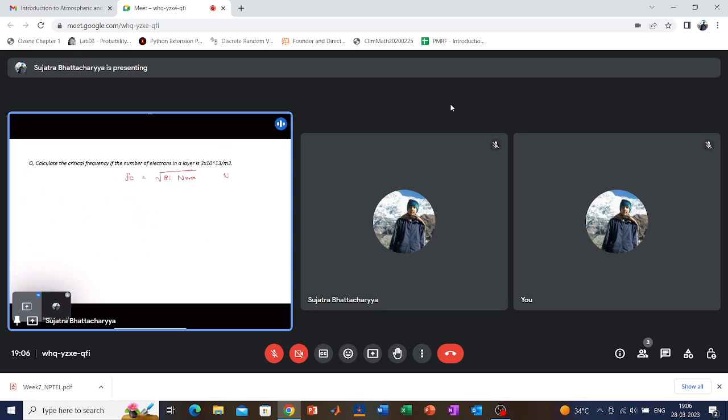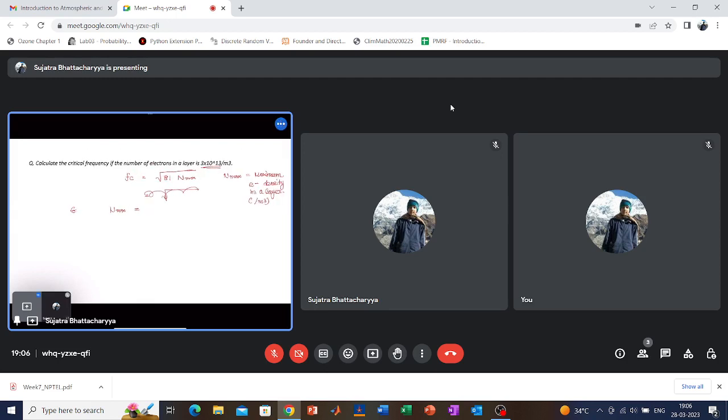So this N max, maximum electron density in a layer, right? And this is in per meter cube, right? This is also in meter cube only. So if I do it, this n max here is given. So let us write it given.